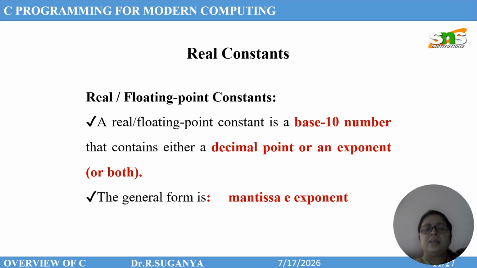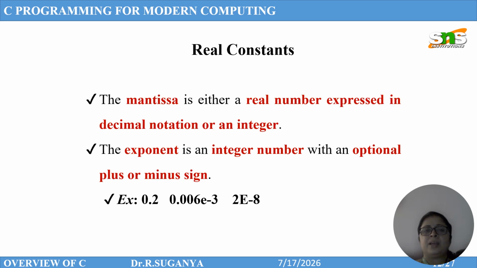A real or floating point constant is a base 10 number that contains either a decimal point or an exponent or both. The general form is mantissa e exponent. The mantissa is either a real number expressed in decimal notation or an integer. The exponent is an integer number with an optional plus or minus sign. For example, 0.2, 0.006e-3, 2e-8.